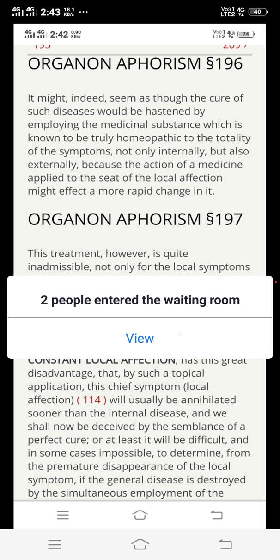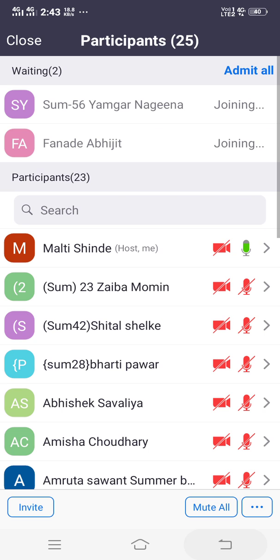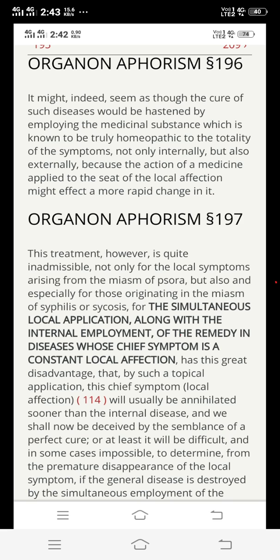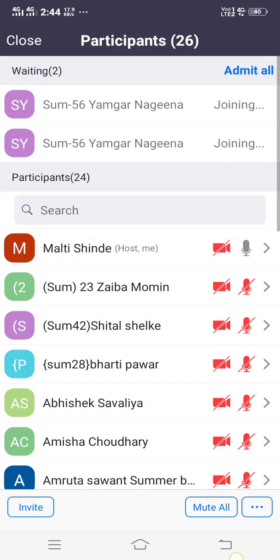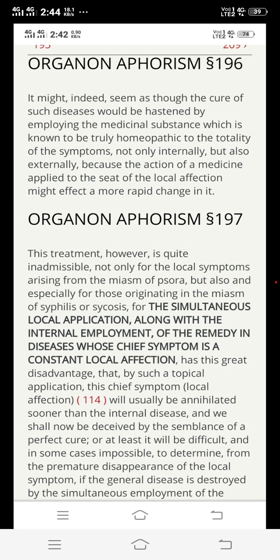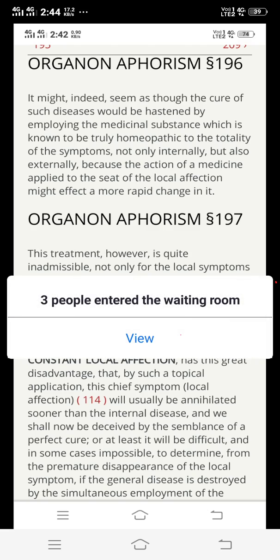So in this aphorism, that is aphorism number 196, it explains the use of the same medicine internally as well as externally. When a homeopathic medicine which is indicated on symptom similarity is used internally as well as externally, there is too early a cure. But this is not advisable, it is inadmissible, that is, not accepted by the homeopathic law of cure.